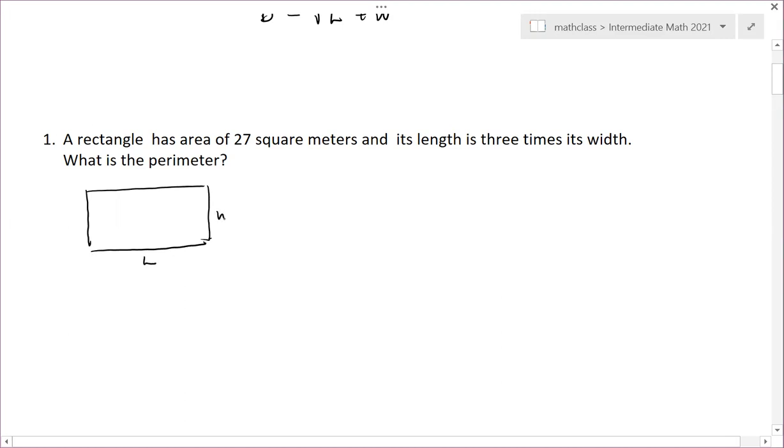You mark it L and W, and then you read the question again. Now, what are you given? You are given the area, right? So L times W, this is the area, is going to be 27. We are also given another piece of information: the length is 3 times its width. So length equals 3 times its width. We want to find the perimeter. If you can find the width and the length, you get the perimeter, right? So you have to find P, which is 2L plus 2W.